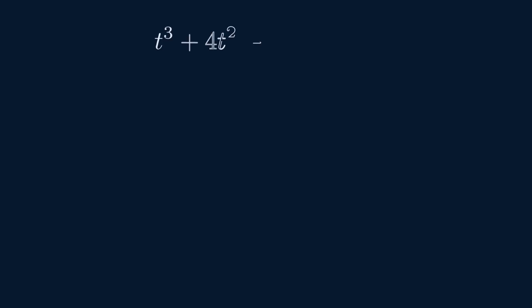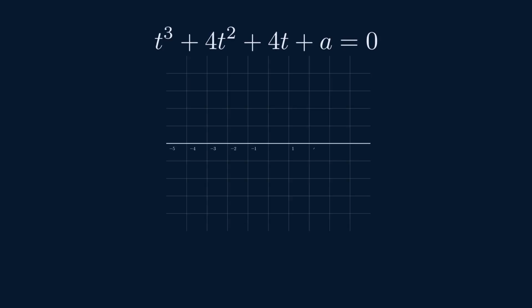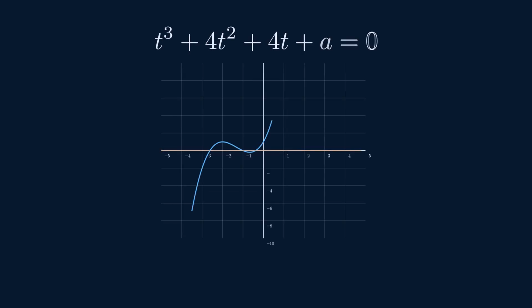Alright, let's tackle this cubic equation problem together. We're presented with this equation, t^3 + 4t^2 + 4t + a = 0. The problem tells us that it has 3 real roots, and these roots are ordered. That means one is less than the next, which is less than the third. Let's call them x, y, and z, where x < y < z.